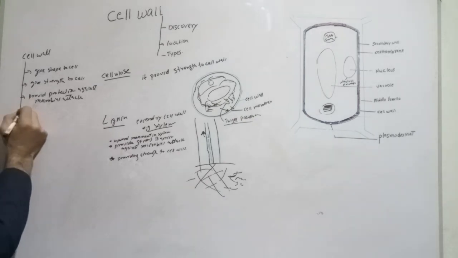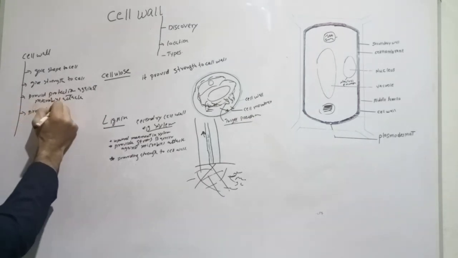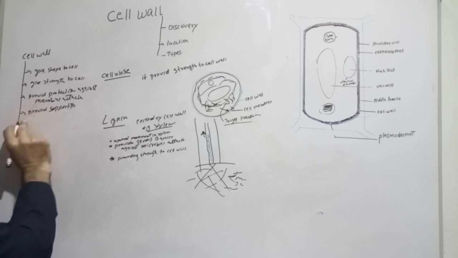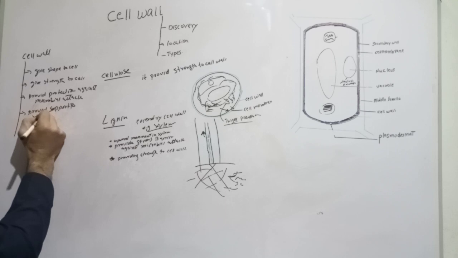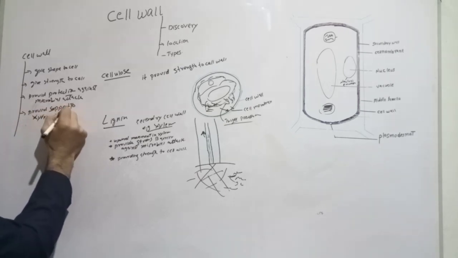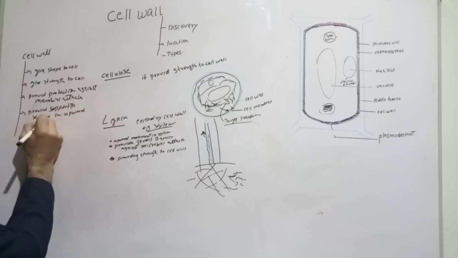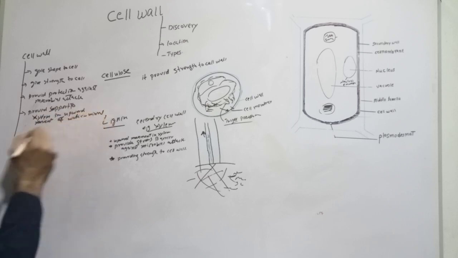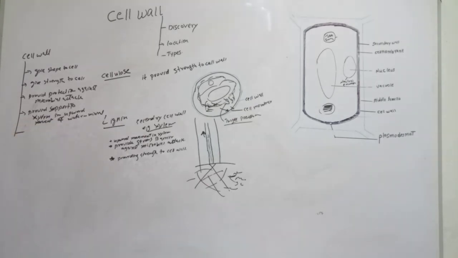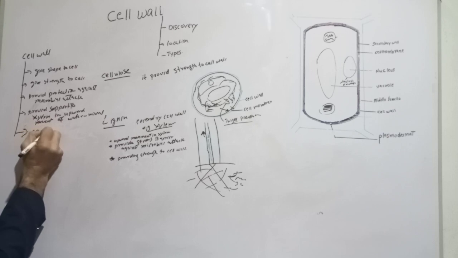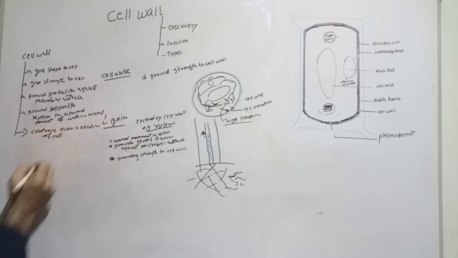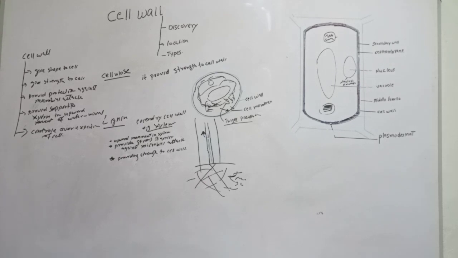Now, provide support to xylem in the upward movement of water or minerals. Okay, those are the common functions performed by the cell wall, and it controls overexpansion of the cell. It controls how much it can be expanded. That's controlled by the cell wall.